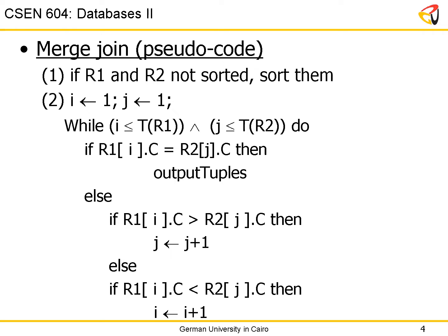And then the first thing I do inside the loop is check if the C values are matching. If R1 of i.C is equal to R2 of j.C, I am going to output the tuples. It says tuples with an s because I'm going to get one tuple from R1 and one tuple from R2, as you know in the join, and I will include that in my result set. So let's look at output tuples.